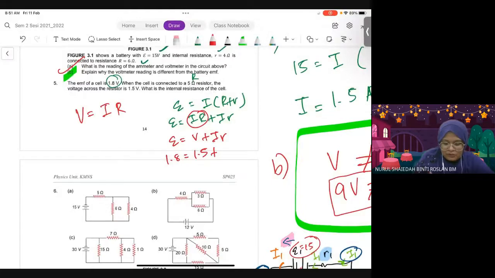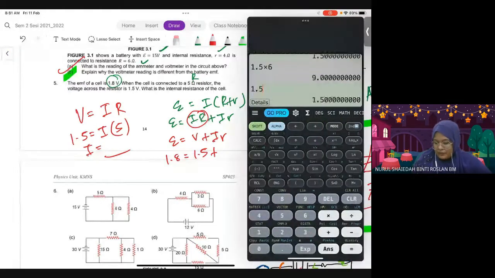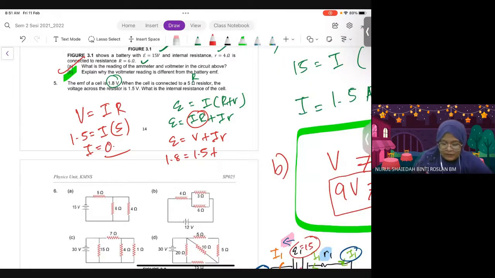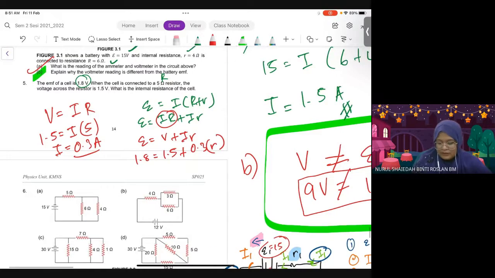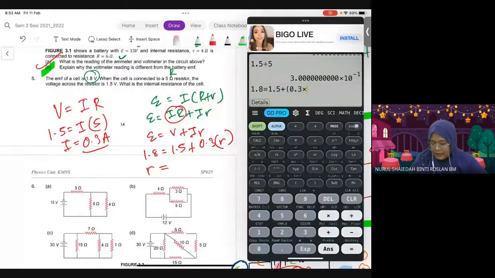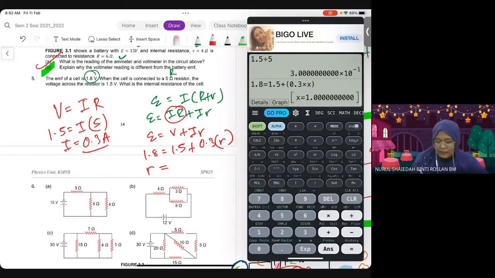So V equals to 1.5. I tak ada, R ada 5. So saya dapatkan I dulu. So 1.5 divided by 5. So I will get 0.3 ampere. So 0.3, I want to find this R lah. So saya akan dapat R ni adalah 1.8 equals 1.5 plus 0.3 times X. Shift solve. So my answer is 1 lah. 1 ohm.